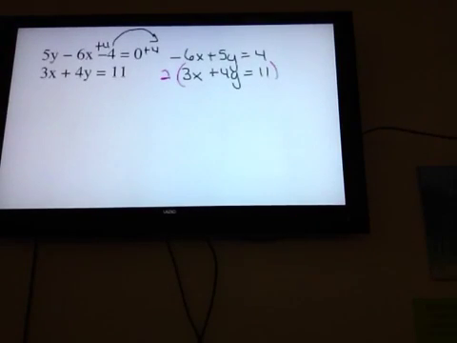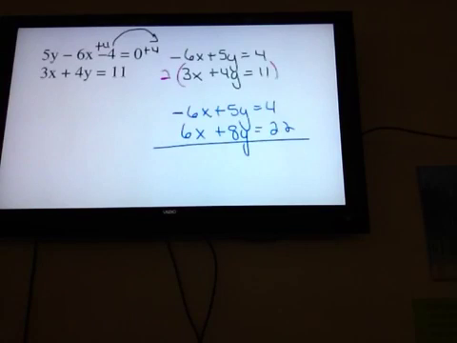So then I'm not changing the top one. So that's going to stay the same. And then the bottom one becomes negative 6x plus 8y equals 22. 13y equals 26. Divide by 13. And y is 2.